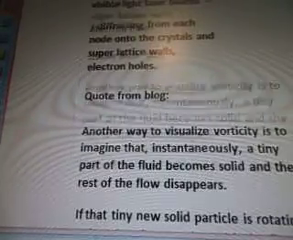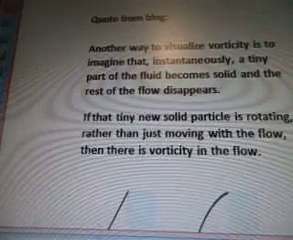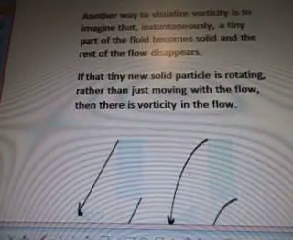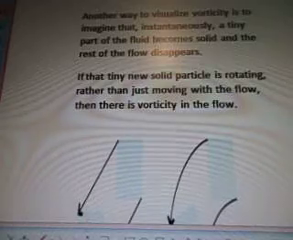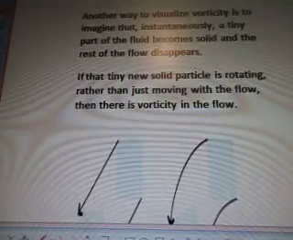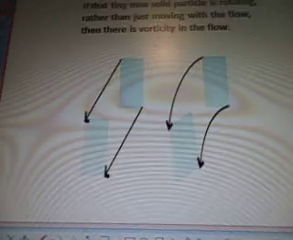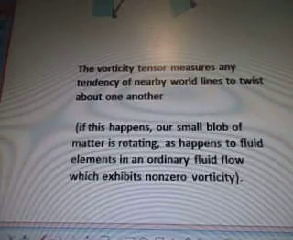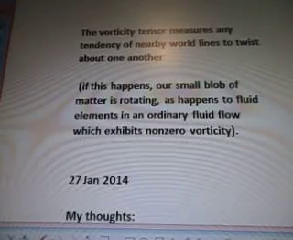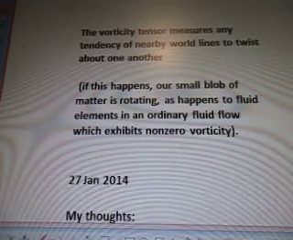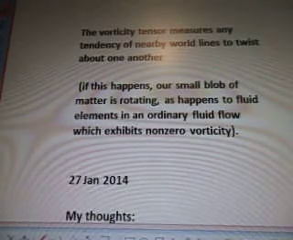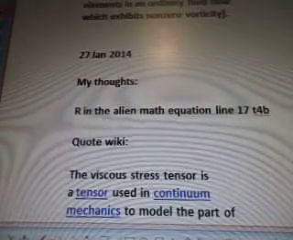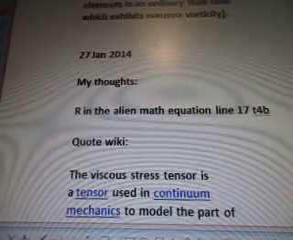Quote from blog: another way to visualize vorticity is to imagine that instantaneously a tiny part of the fluid becomes solid and the rest of the flow disappears. If that tiny new solid particle is rotating rather than just moving with the flow, then there is vorticity in the flow. So it shows a downward movement. The vorticity tensor measures any tendency of nearby world lines to twist about one another. If this happens, our small blob of matter is rotating, as happens to fluid elements in an ordinary fluid flow, which exhibits non-zero vorticity. January 27, 2014, my thoughts are in the alien math equation, line 17T4b.